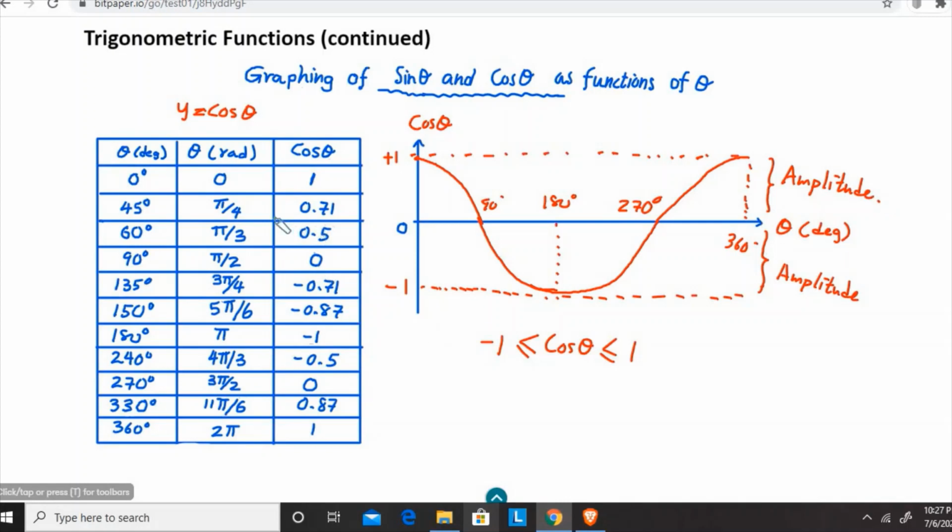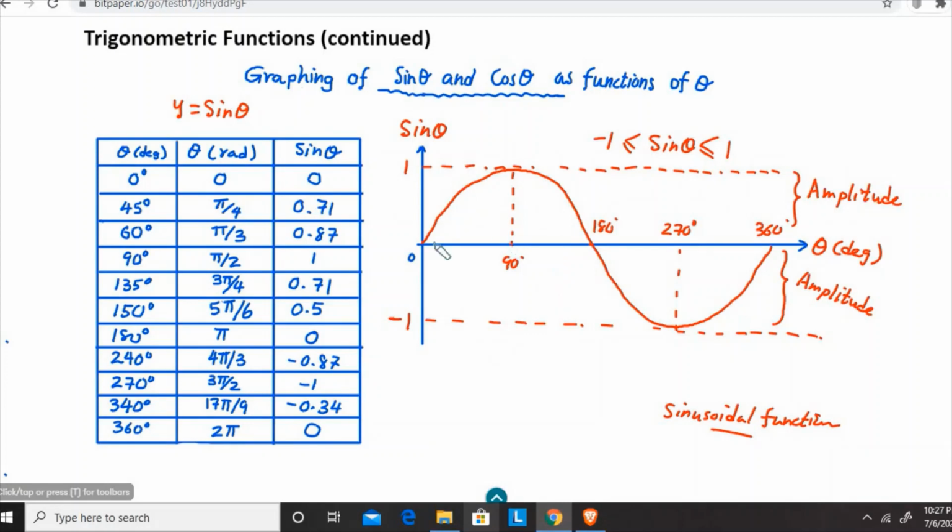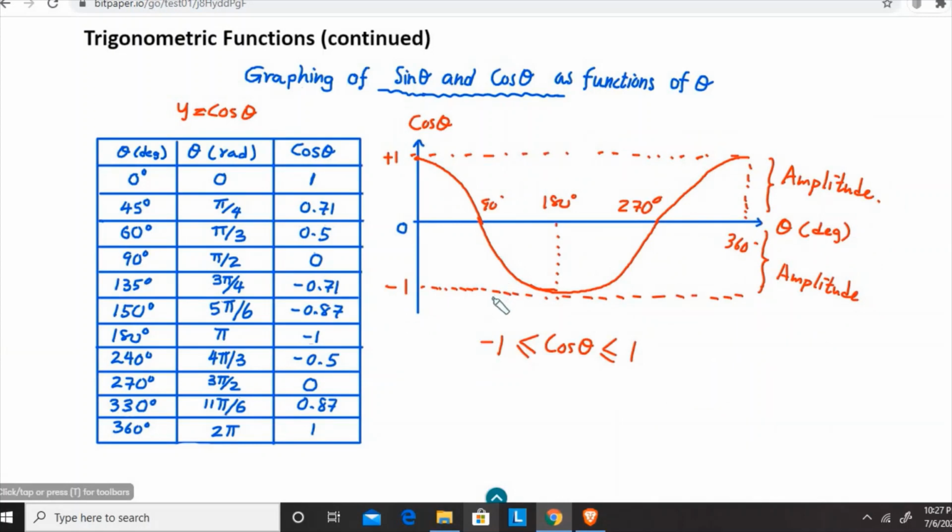Okay, so these are the only two functions that I'm going to graph for trigonometric functions, that is y equals sine theta and y equals cosine theta. You should have some idea about at least identifying these functions. When you see a function like this, you should very quickly identify that this has to be a trigonometric function. It's a sinusoidal function like that. So that's very important.